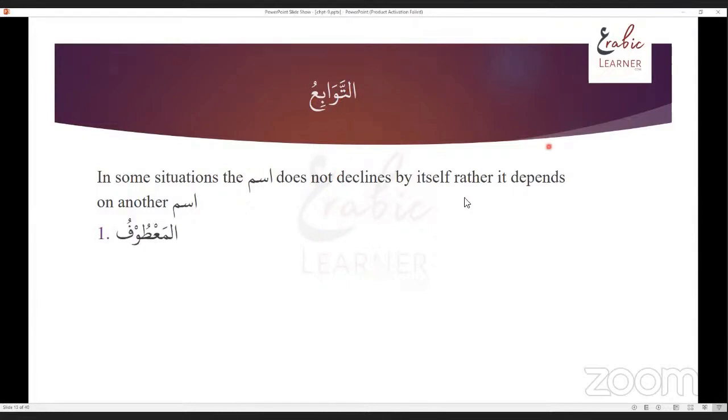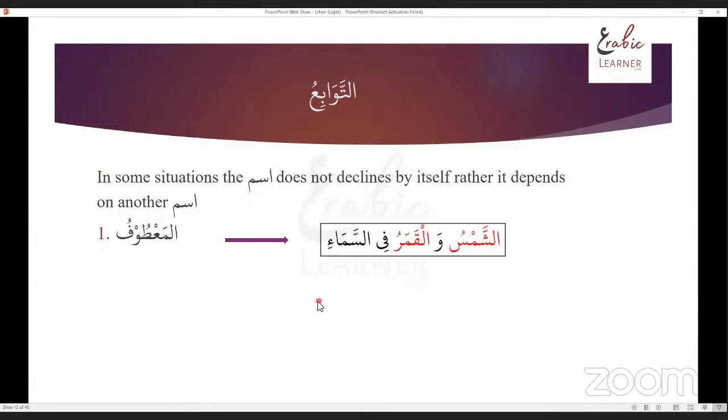Ma'tuf. Al-Ma'tuf. You have learned harfu ataf wa. For example, this sentence: Ash-shamsu wal-qamaru fis-samai. Wa is harfu ataf. And what does it mean? The sun and the moon are in the sky.